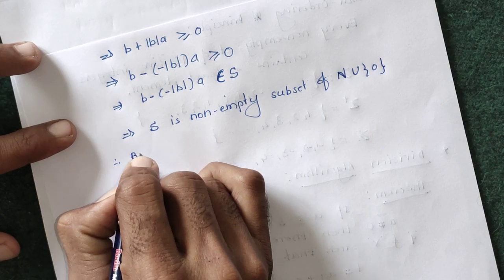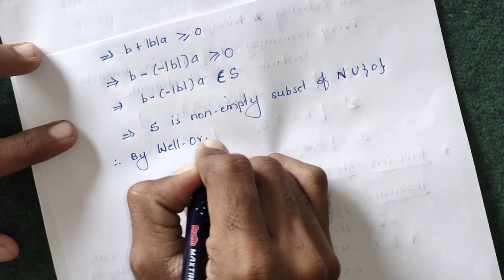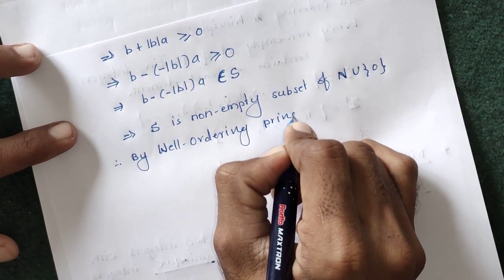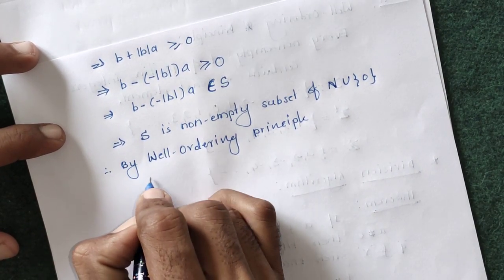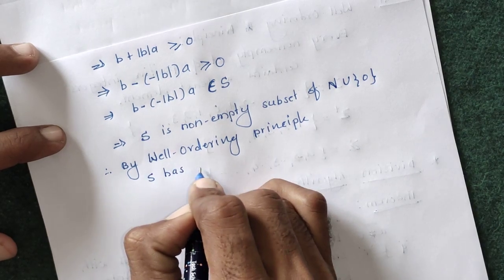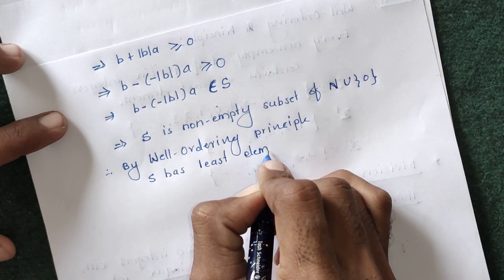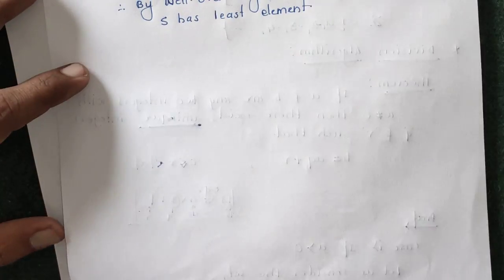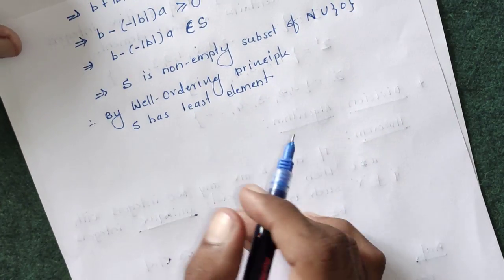Therefore, by well ordering principle, S has a least element. Or the well ordering principle says that every non-empty subset of positive integers contains a least element. Here the set S is non-empty and is a subset of positive integers, so S has a least element.